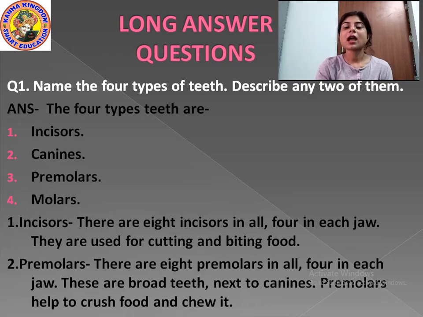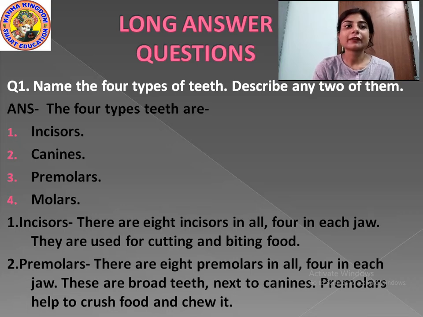I repeat the question and answers again. Name the 4 types of teeth. Describe any 2 of them. The answer is there are 4 types of teeth, that is incisors, canines, premolars and molars. And you can describe any 2 of them, whichever you wish to.